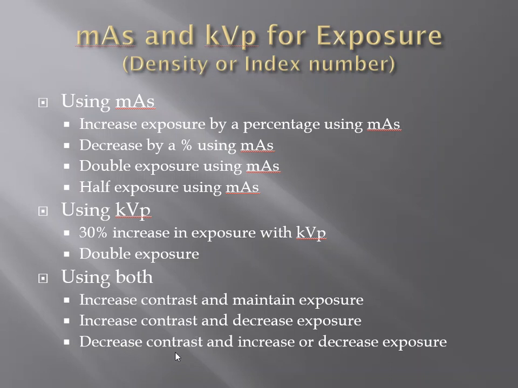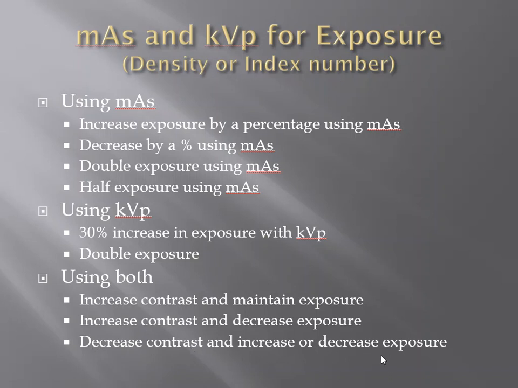If we decrease contrast and increase exposure, then, again, decrease contrast means more shades of gray, a longer grayscale, so we're going more towards high KVP. So if we decrease contrast, we're increasing KVP, and that's automatically, if we don't do anything with our mass, going to increase our exposure.